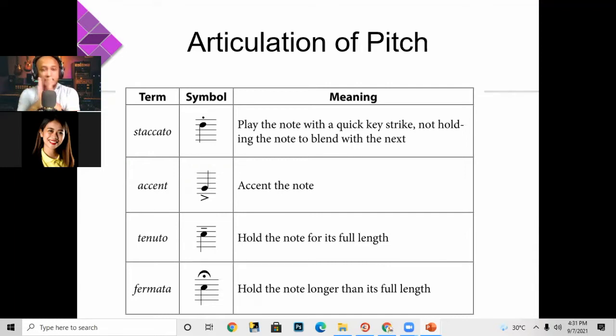1, 2, 3, 4. Or for example, your third note is your accented note. Third note: 1, 2, 3, 4. 1, 2, 3, 4. As easy as that. Accent means a note with emphasis. Or again, the fourth note.